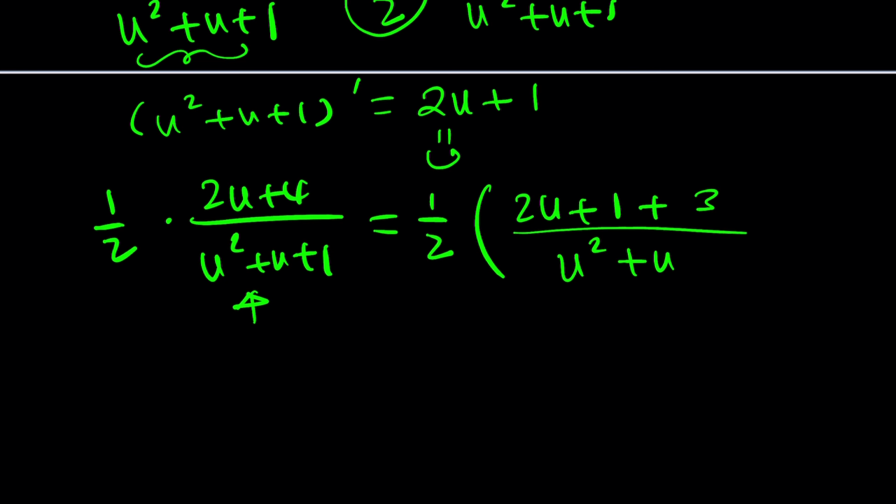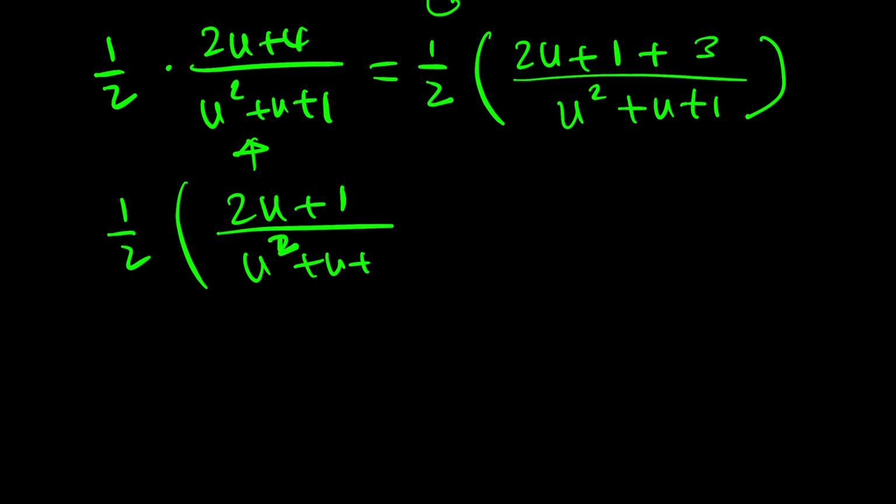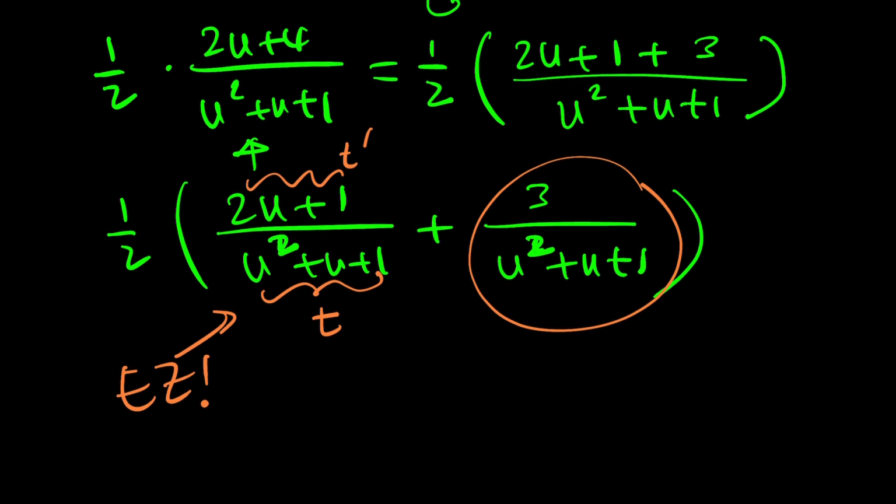So now we're going to split it into 2 fractions, which is going to give us something super cool. Look at this. 2u plus 1 divided by u squared plus u plus 1, and then 3 over u squared plus u plus 1. Now you might be wondering, how am I going to integrate this? Well, first of all, if you call this t, this is going to be t prime. In other words, you have dt over t, which is ln again, right? Great. So that's easy. Let's call that easy. You can do that. And now we have this one.